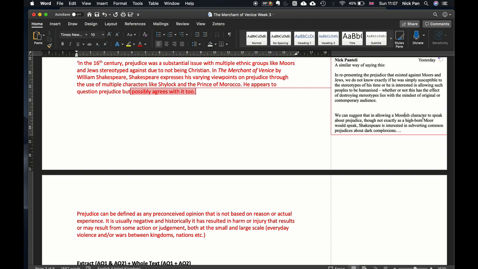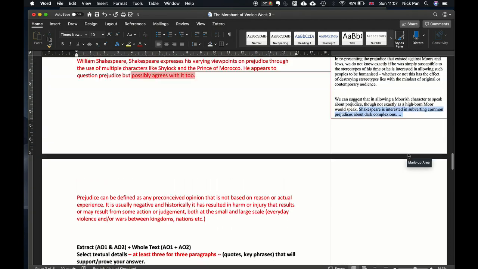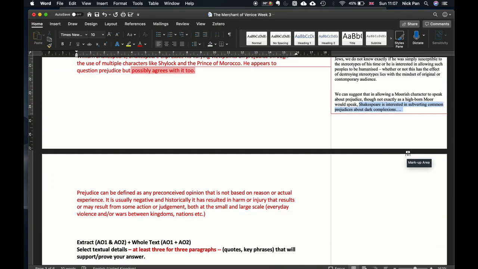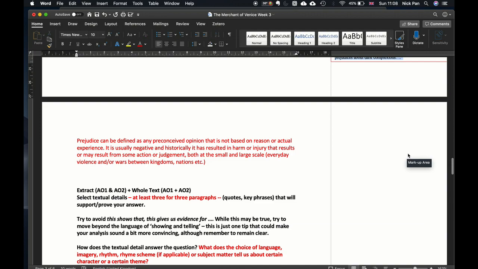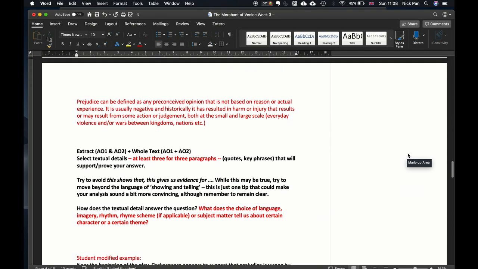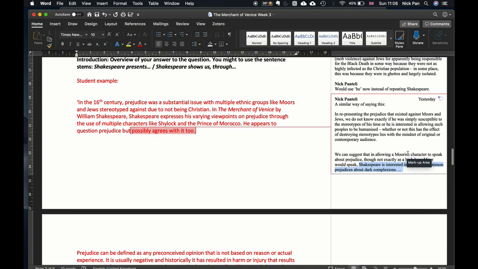So when it comes to the character of the Prince of Morocco, also, we can suggest that in allowing a Moorish character to speak about prejudice, though not exactly as a high-born Moor would speak, Shakespeare is interested in subverting common prejudices about dark complexion. So we'll come back to that in a paragraph below, in the main body of the essay. And that's an interesting one as well, because that's another sometimes neglected part of the play, about Portia's prejudice as well. So that's briefly about ways of thinking about the introduction there.